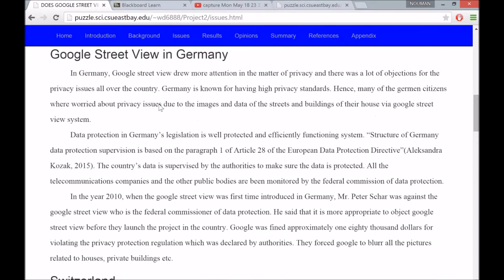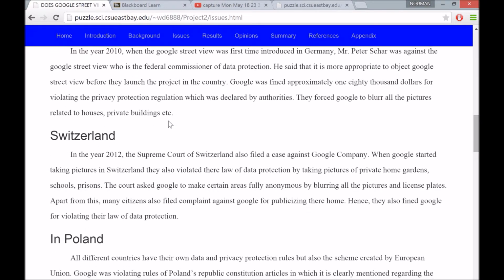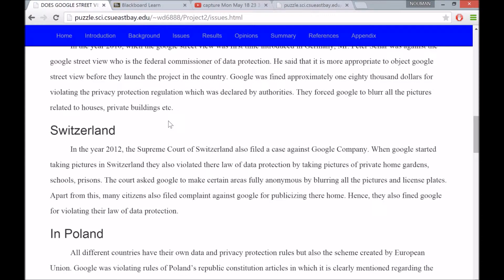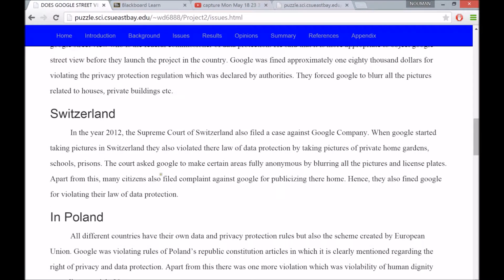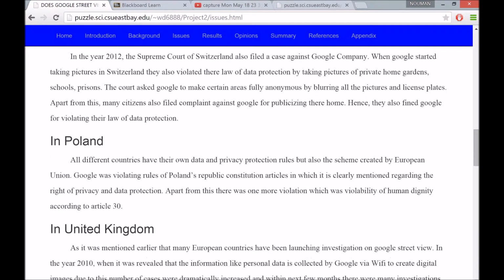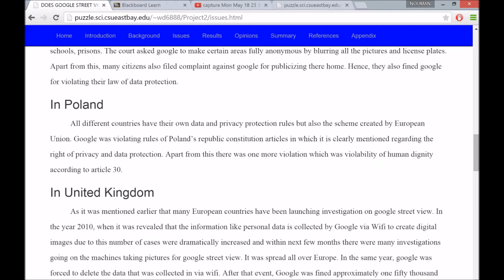In Germany in 2010, Google was fined almost 180,000 euros for violating privacy. Similarly, in 2012 in Switzerland, Google was fined again with a huge amount, also for violating privacy. Even in Poland, there was a fine to Google.